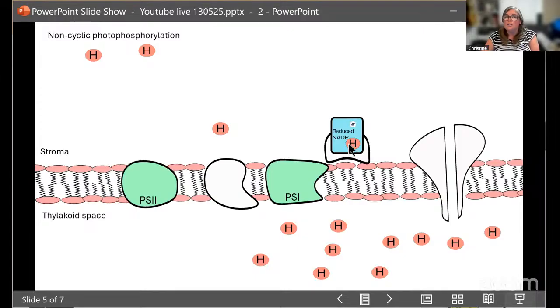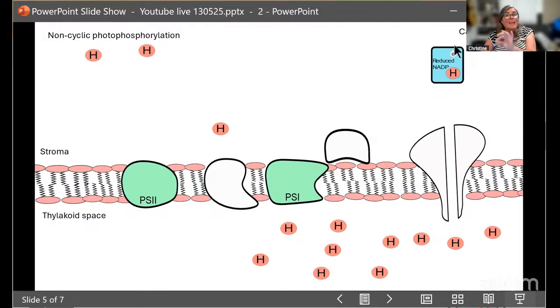Now that reduced NADP, that coenzyme, is going to go off to the light independent reaction, the Calvin cycle. So the donated electrons from photosystem 2 are now up here in the reduced NADP and about to be taken to the Calvin cycle.